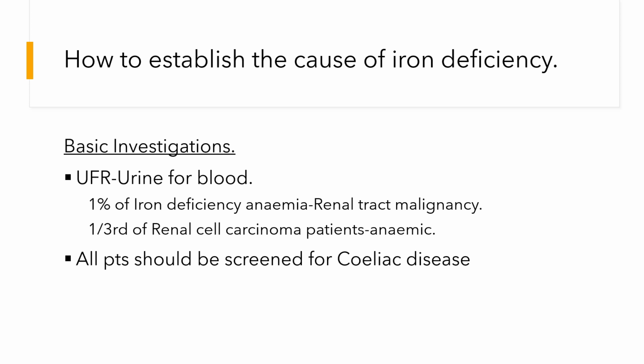And as always, you have to stick to your basic investigations. You have to do UFR and see whether the patient is having red cells in urine, and 1% of iron deficiency anemia is associated with renal tract malignancies, maybe a renal cell carcinoma or carcinoma of the bladder, and one third of renal cell carcinoma patients are anemic. All patients should be screened for celiac disease according to British guidelines, but we don't know about the prevalence of celiac disease in our country. According to one study in Asian countries, the prevalence is about 0.6%, whereas in European countries it is about 1.4%.